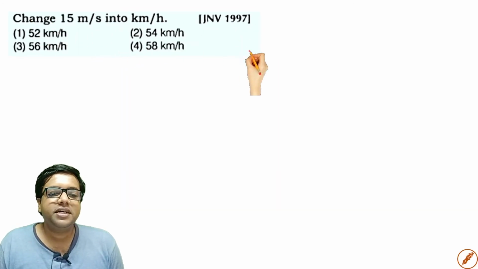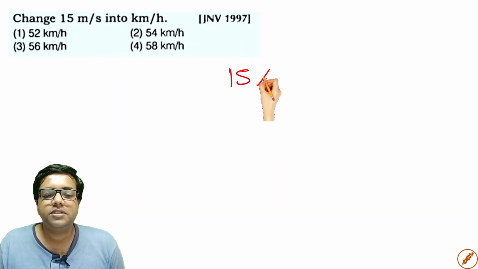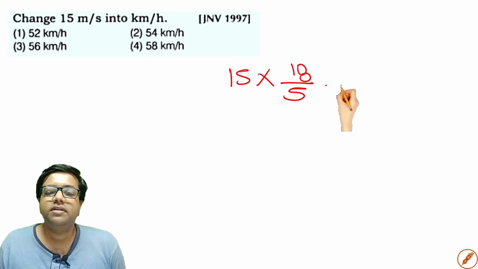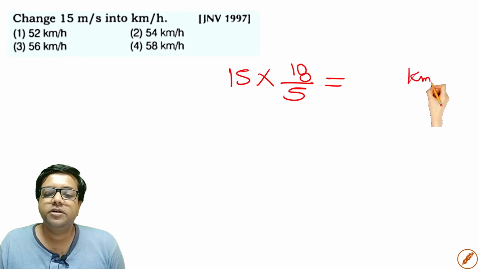Change 15 meter per second into kilometer per hour. So 5 by 18 will get inversed, and you will get it in kilometer per hour.